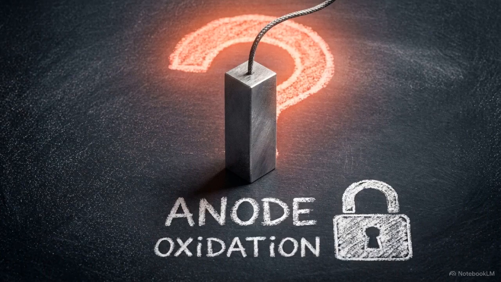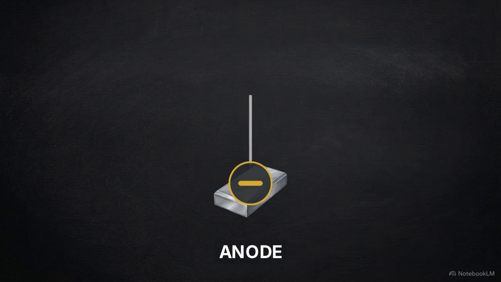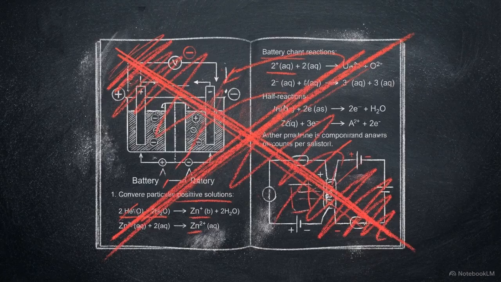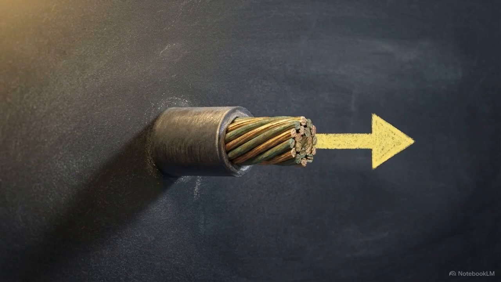We start with the universal physical rules. An electrode is the conductive interface where electrons leave or enter a chemical system. The anode is defined as the site of oxidation. It is where electrons are liberated from the chemical species. The cathode is the site of reduction, where electrons are gained by the chemical species.